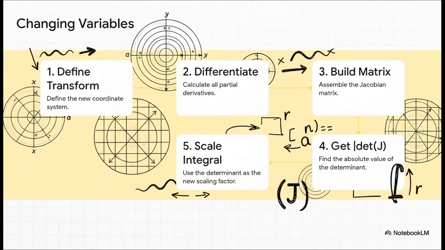This becomes absolutely critical when you're changing coordinate systems in multiple integrals. In fact, you've probably used this without even knowing it. Remember in calculus when you switched to polar coordinates and you always had to add that extra r into your integral? Well, guess what? That r is the determinant of the Jacobian for the Cartesian to polar transformation. This is the universal recipe for finding that correction factor, no matter what coordinate system you're using.